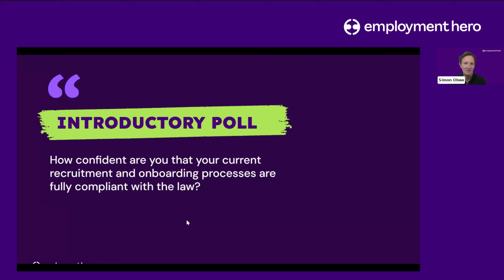Here we go. So have a look at that. I hope you can see that on your screen. That's good news. There's only 1% who said not confident at all, only 3% that said not very confident, but most people are somewhat confident, 76%, and 20% are very confident. So hopefully by the end of the webinar, we'll have a few more in the very confident camp. But thank you for filling that in. That's really interesting information for us.